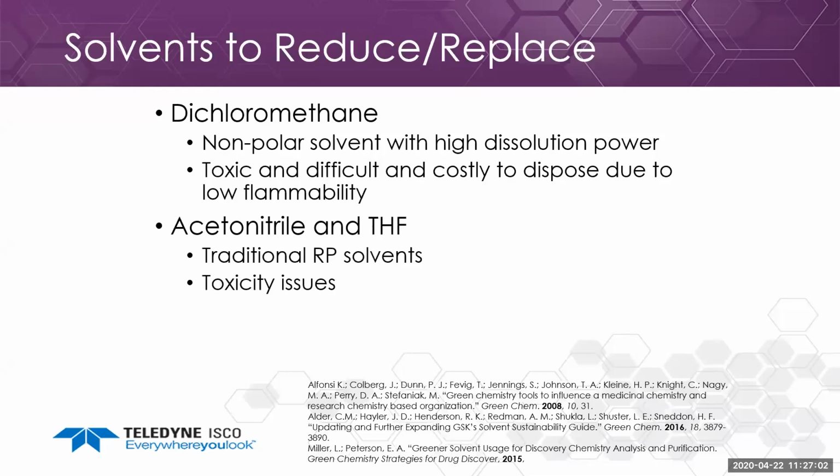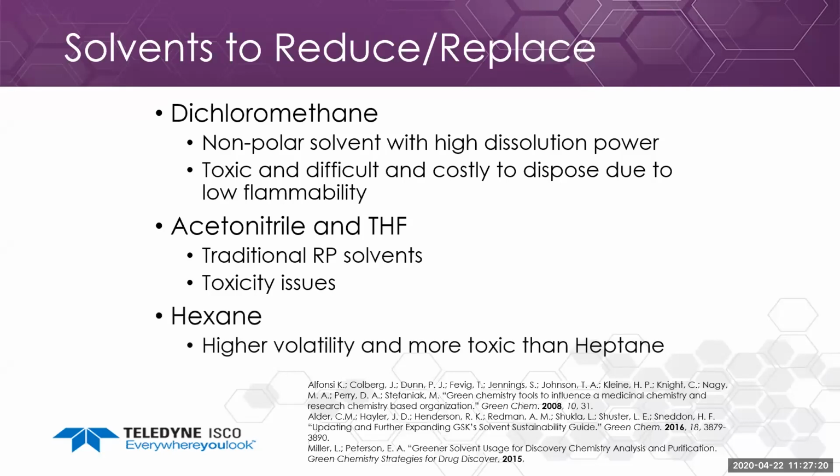Some other solvents that are trying to be replaced and reduced are acetonitrile and THF. And these are traditional reverse phase solvents. Acetonitrile more so than THF, but people do use THF as an organic modifier. And this is due to their toxicity issues. And finally, hexane is one that you'll see is commonly being replaced with cyclohexane or heptane. And this is because of its volatility and its higher toxicity compared to heptane.